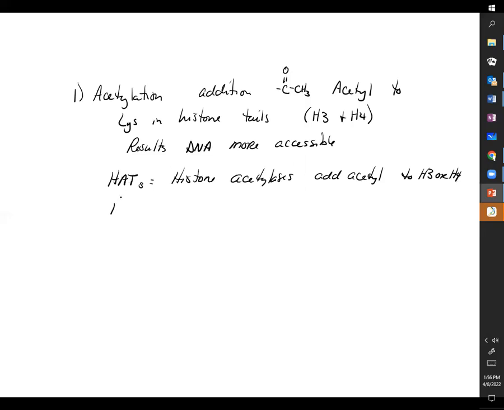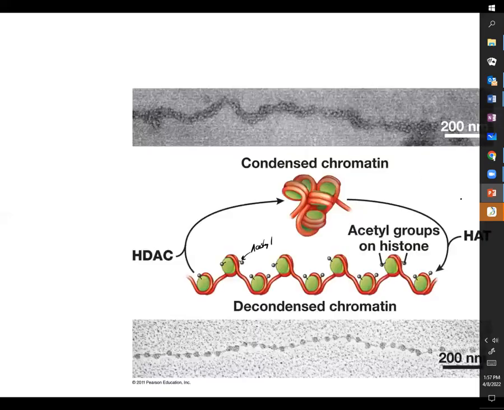If we add them, there also has to be a mechanism to remove those, and those are HDACs or histone deacetylases. And deacetylases remove the acetyl group and allow the chromatin to recondense. So again, HATs add acetyl groups, pop open the DNA, whereas HDACs remove them and allow for the chromatin to be condensed.